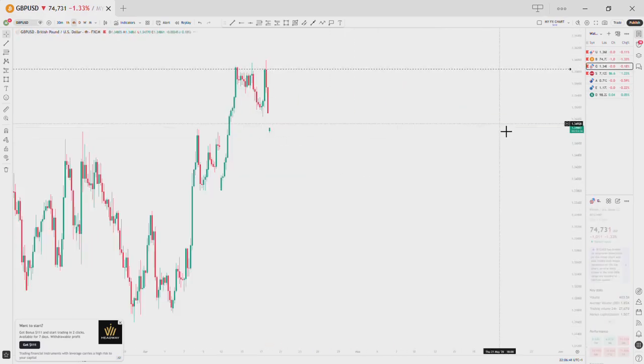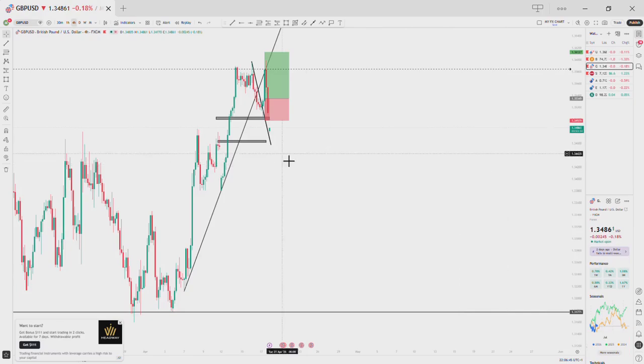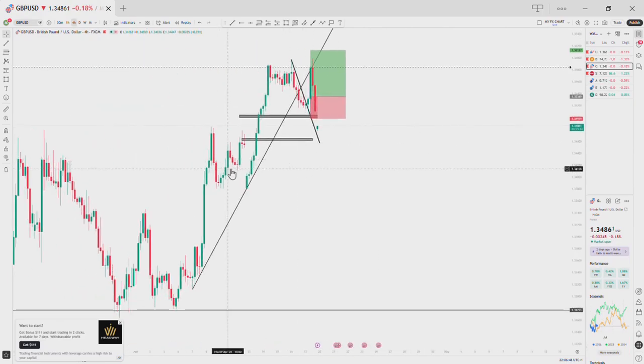What's our next thing we're looking at for this week? GBP USD. Now guys, you can see my GBP USD trade. I took a GBP USD trade last week, and if you can remember very well, I said something about my GBP USD trade.